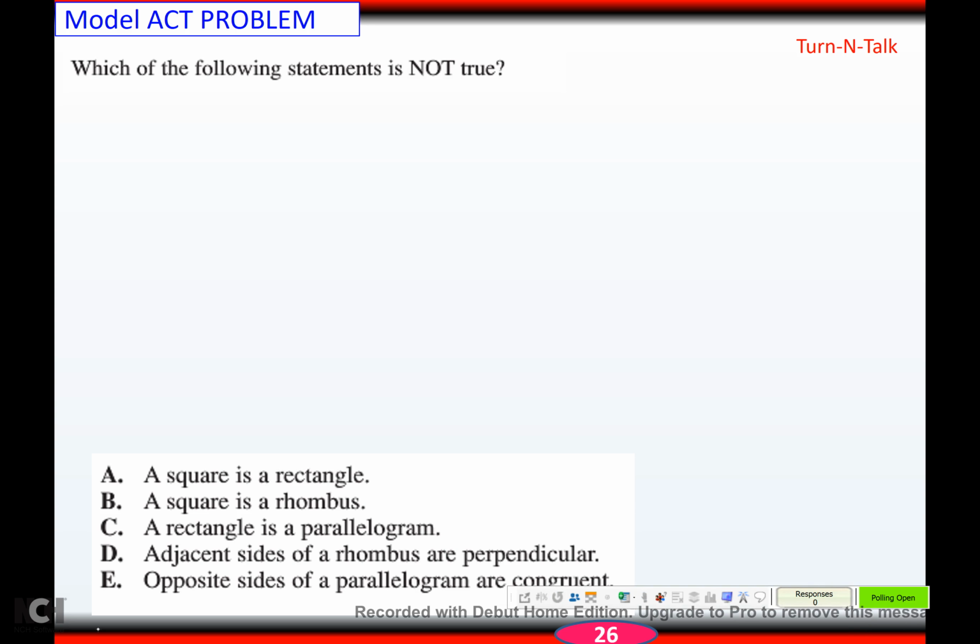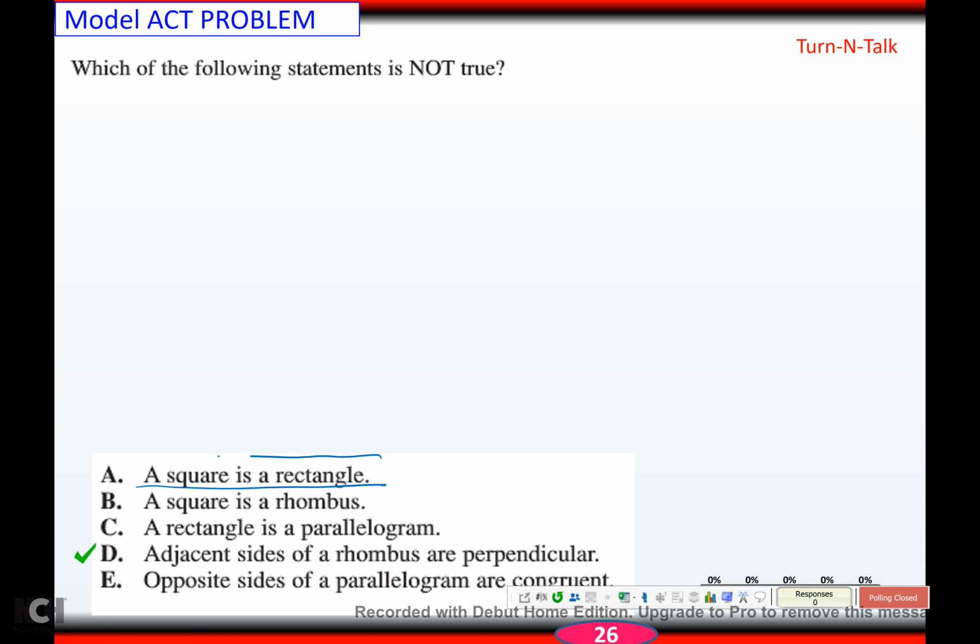Okay, so try this one. Hit pause. Come back when you're ready. And hopefully you got D. They want to know the statement that is not true. A square is a rectangle.